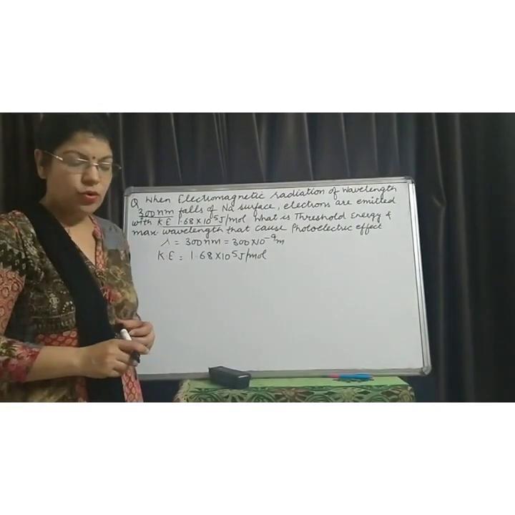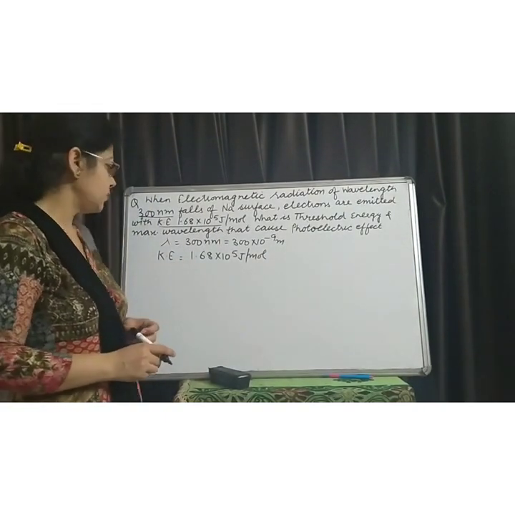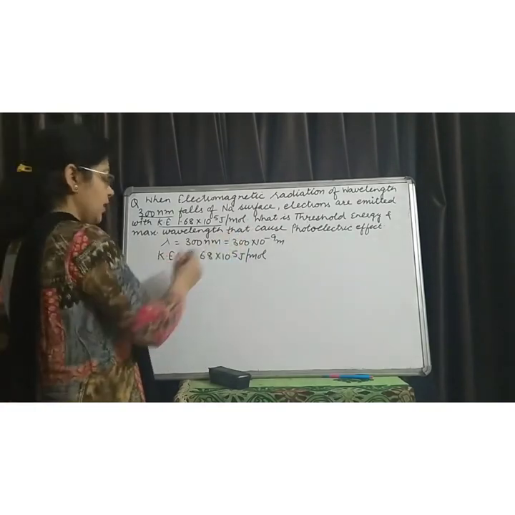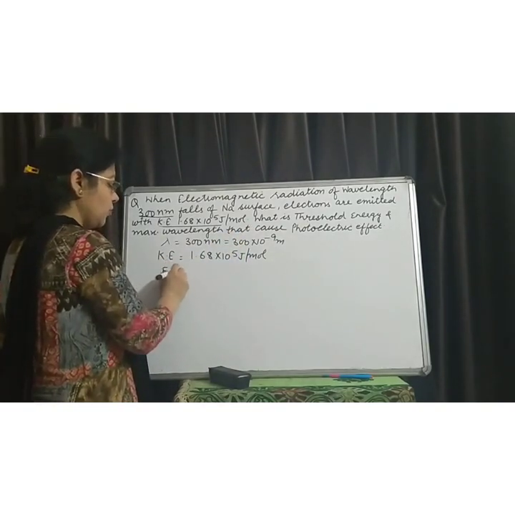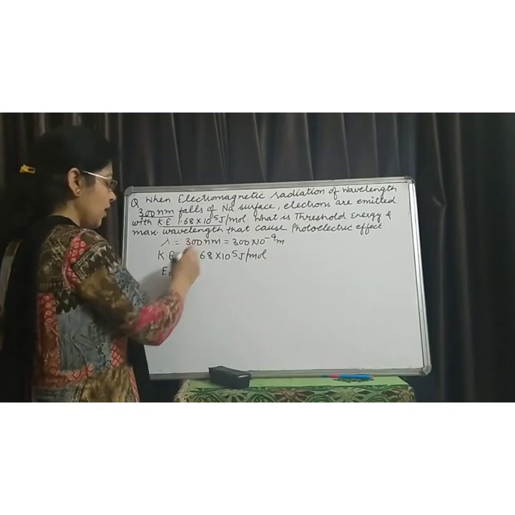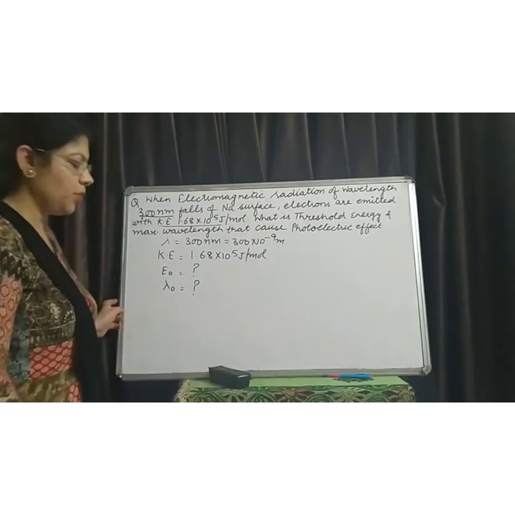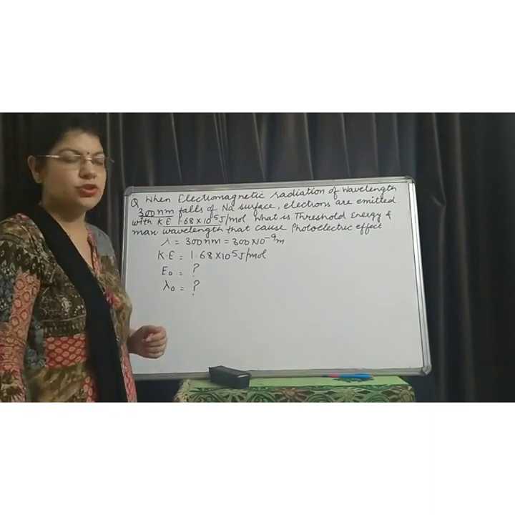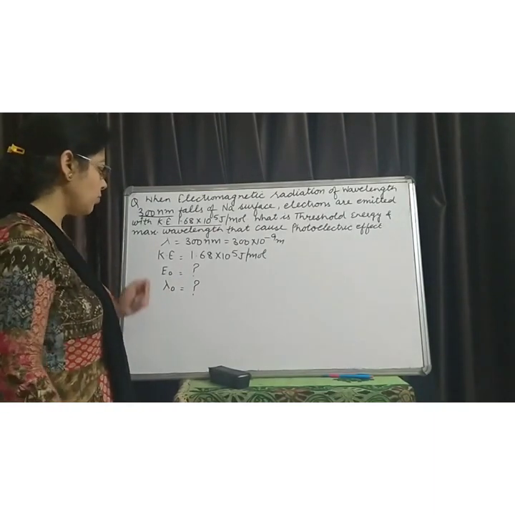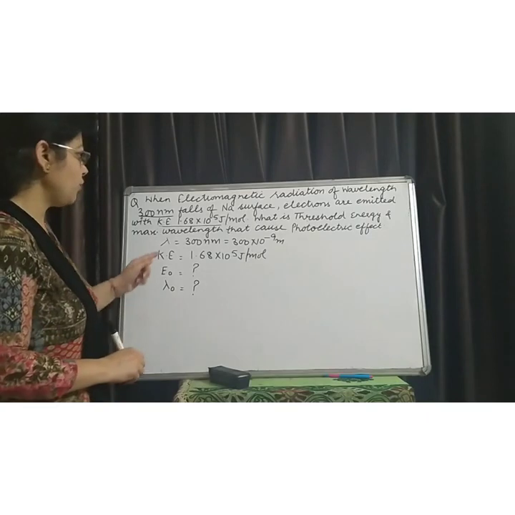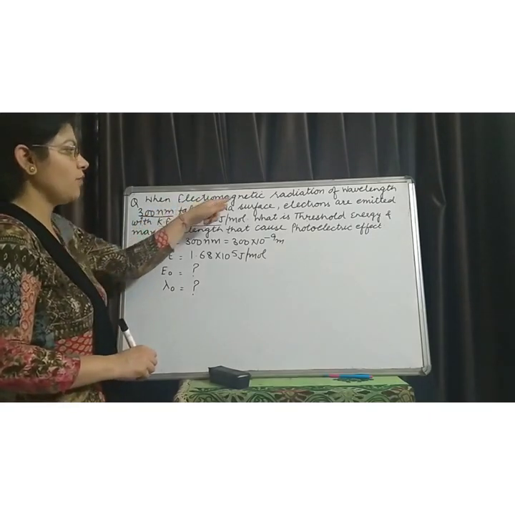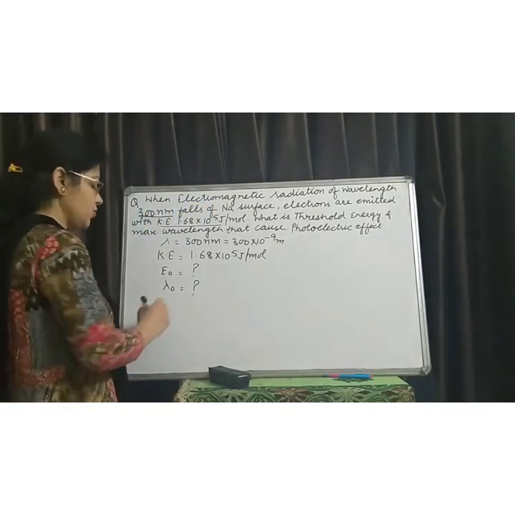First of all, we have to calculate threshold energy, means E naught, and second, we have to calculate the maximum wavelength, means we have to calculate the threshold wavelength. How do we solve this? First of all, we have to calculate the energy of the electromagnetic radiation.